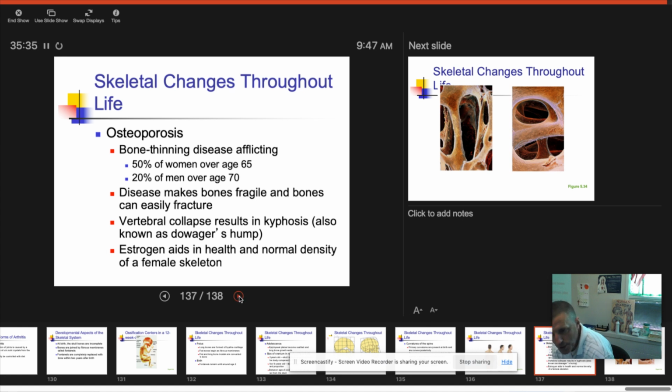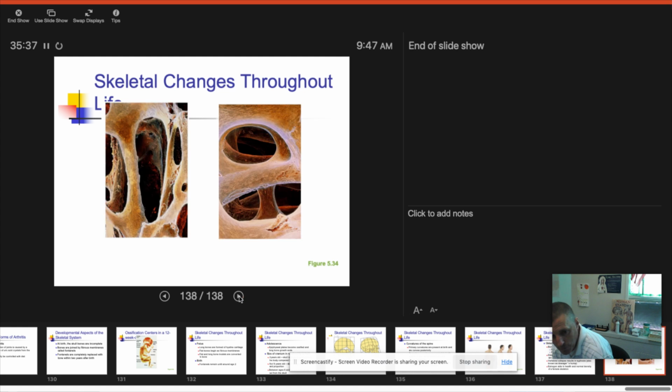So here's what osteoporotic bone might look like. We looked at normal bone on the right and osteoporotic bone on the left. It's just gotten thinner. All these bars of bone between the normal pores have thinned and thinned. That's what osteoporotic bone looks like.